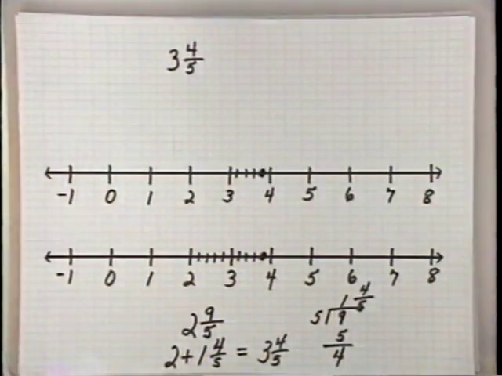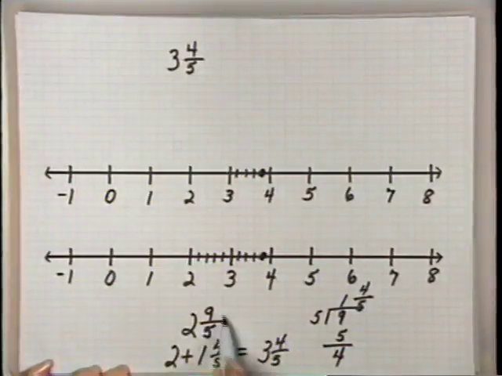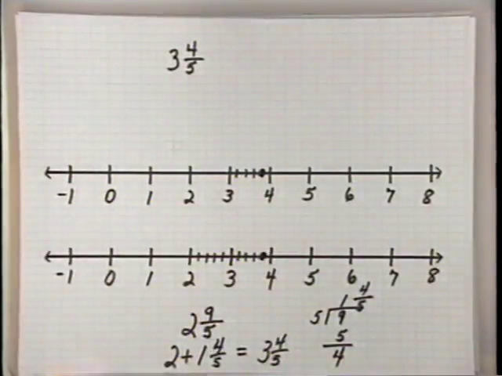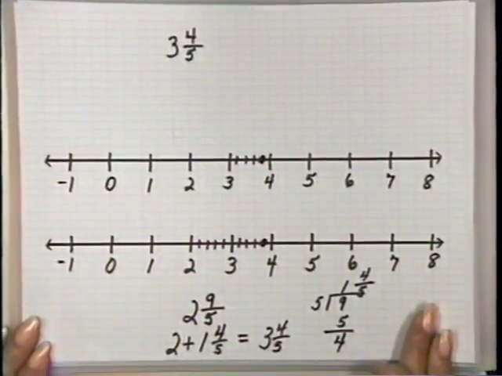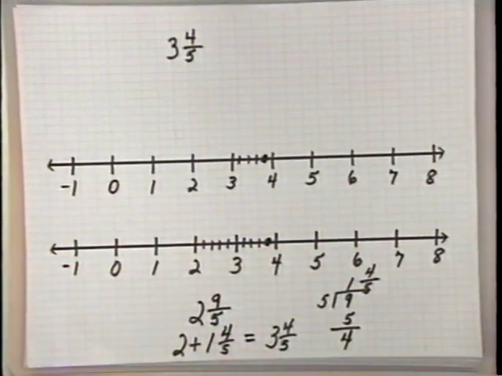I would like to say also, though, that there are times when we have 3 4/5 and we want to write it as 2 9/5, particularly when we are subtracting mixed numbers and we need to borrow. But we will talk about that a little more later on in the lesson.